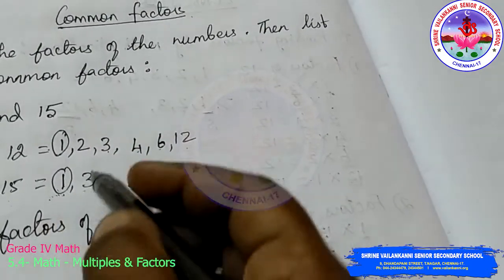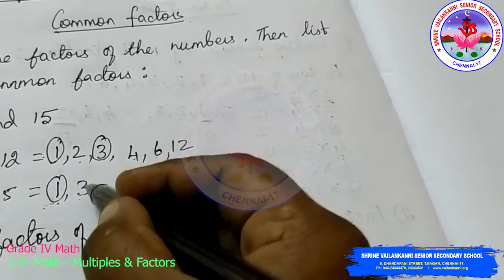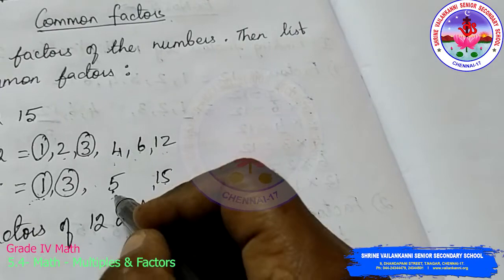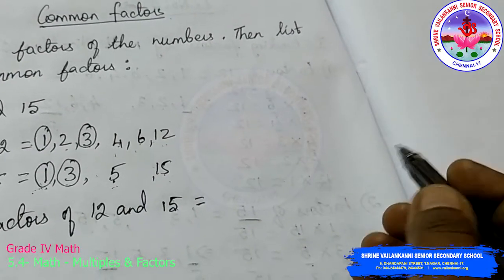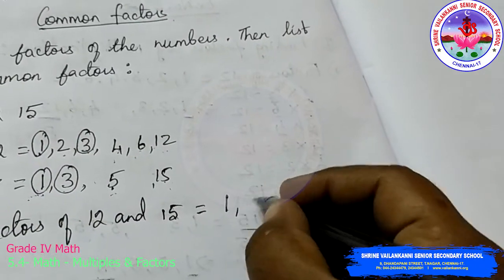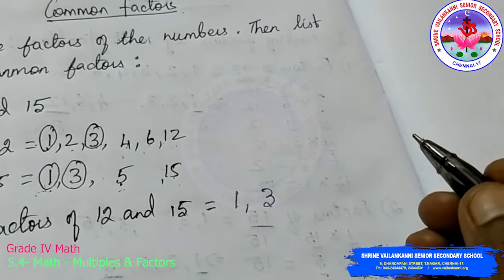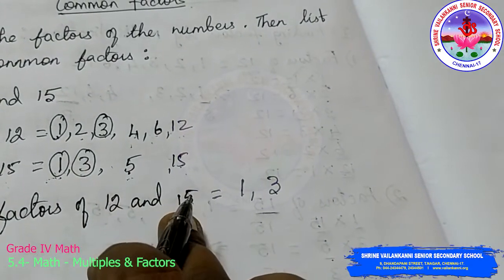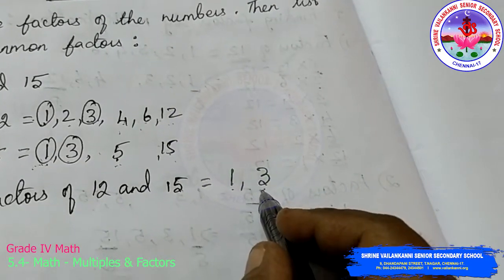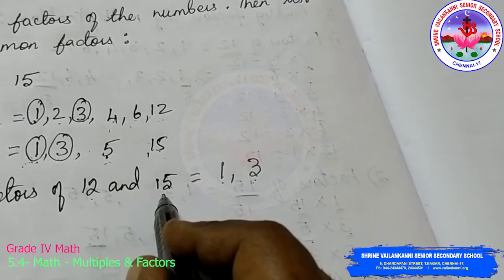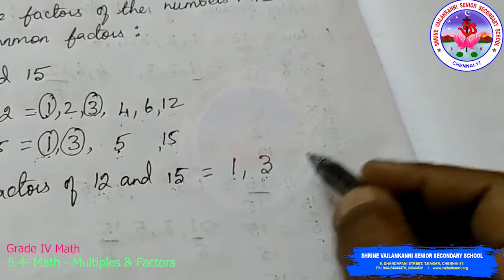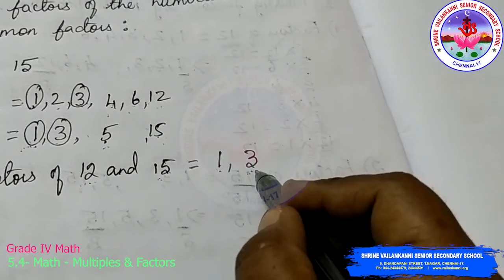1 is common, and 2 is not there. 3 is common. 4 is not common, 6 is not common, 12 is not common, and 5 and 15 are also not common for the number 12. So in total, we got 2 common factors, 1 and 3. The common factors of 12 and 15 are 1 and 3. It is nothing but that only in the 1 table and the 3 table will we get 12 and 15. So these two numbers, 12 and 15, are commonly divisible by 1 and 3.